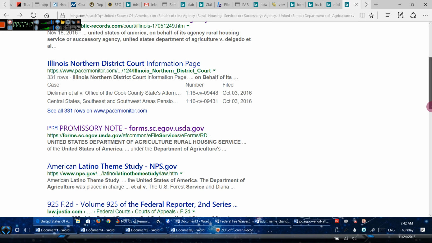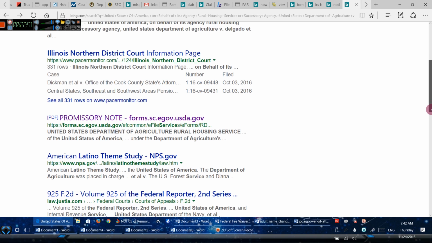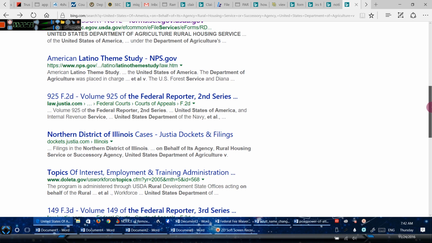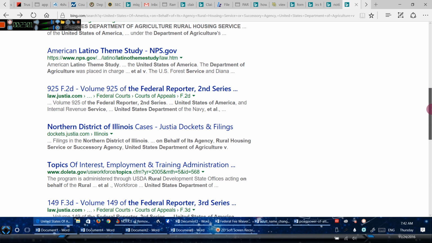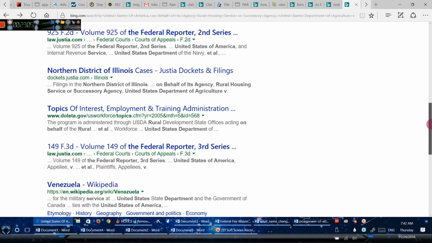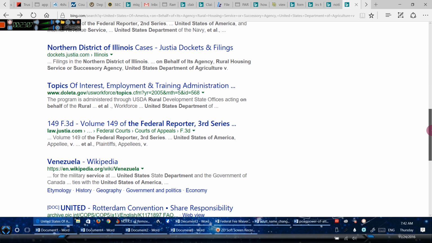And usually I'm looking for the one by the bank who does a notice of removal. This is the promissory note form for the USDA. Okay? Pull that up because like I told you, I need that information. This is Federal Reporter. No, Illinois cases, dockets filing. That's the Rural Development against Delgado again.